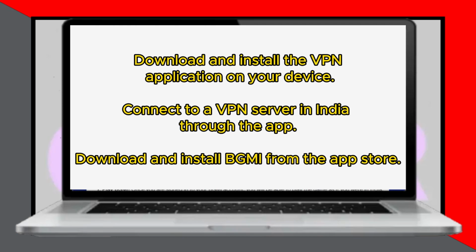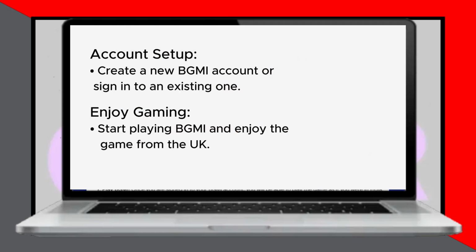After installation, connect to a VPN server in India. Open the VPN app and select a server location in India to establish a connection. Once connected to a VPN server in India, download and install Bgmi. Search for Bgmi in the Google Play Store or Apple App Store and install it.